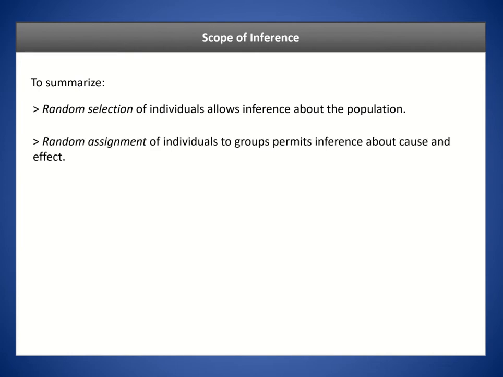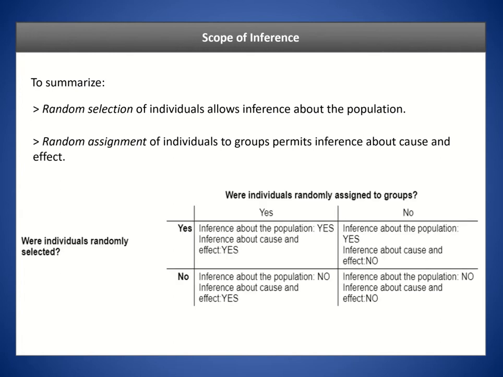And then random assignment allows you to determine cause and effect. So there might be a cause and effect relationship between, for example, the sleep deprivation and their performance. But you won't be able to apply it to the population as a whole if you don't have random selection of individuals. Okay, so here's sort of like a chart, a matrix of sorts.